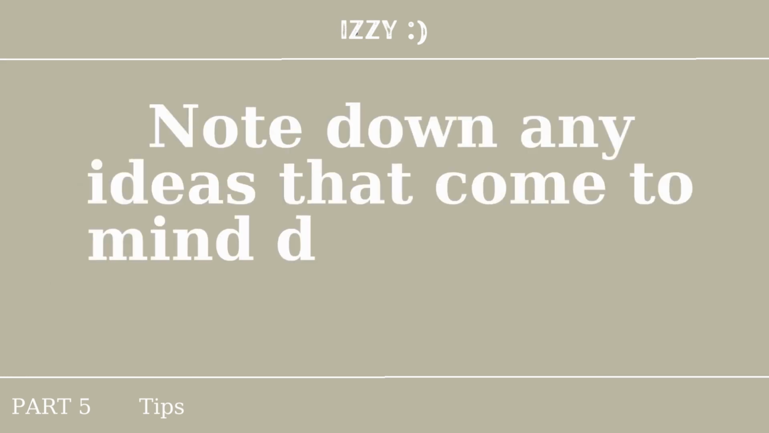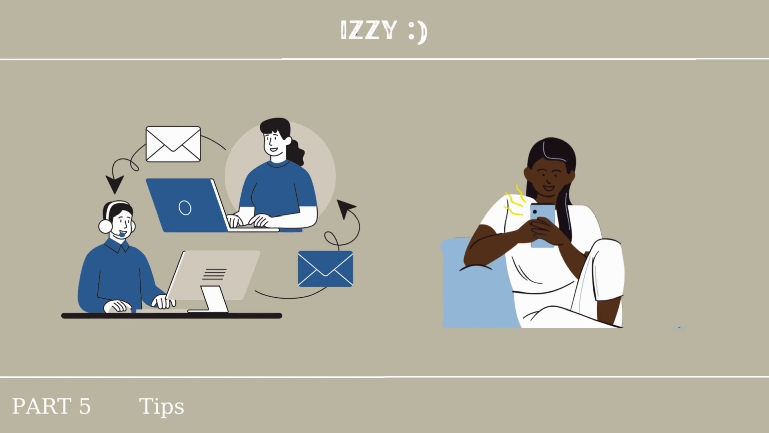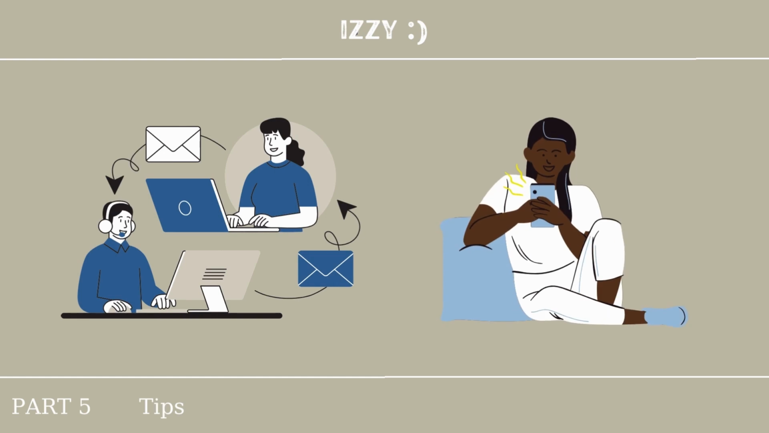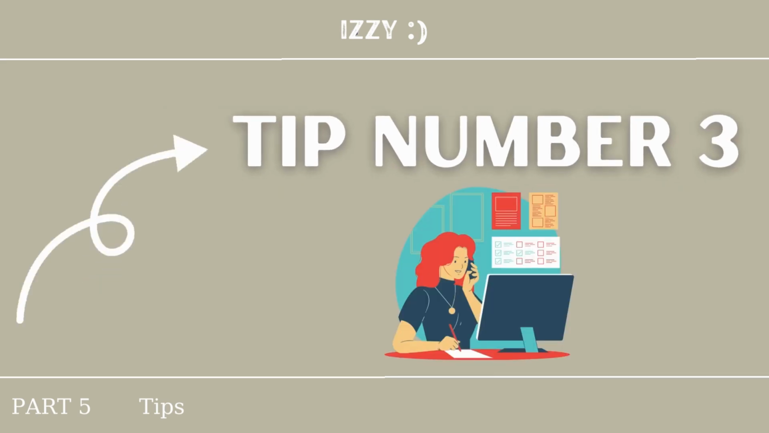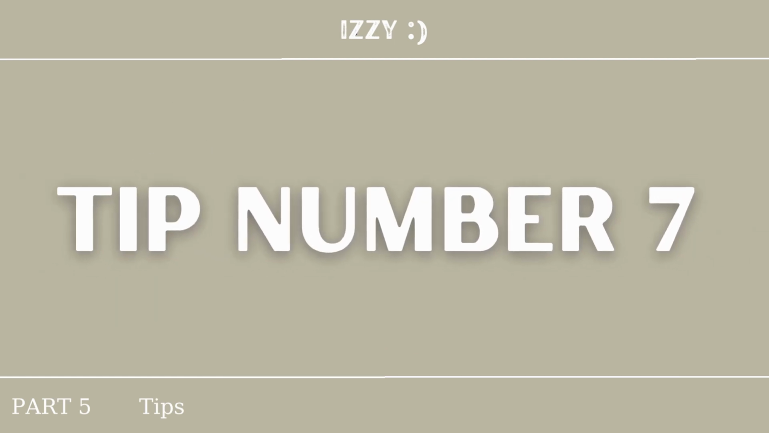Tip number 6. Note down any ideas that come to mind during these work intervals. If any miscellaneous and random ideas, such as checking emails or texting someone, come to your mind when focusing, jot these down quickly. You can later return to these tasks and do them in another Pomodoro session, like we mentioned in tip 3.